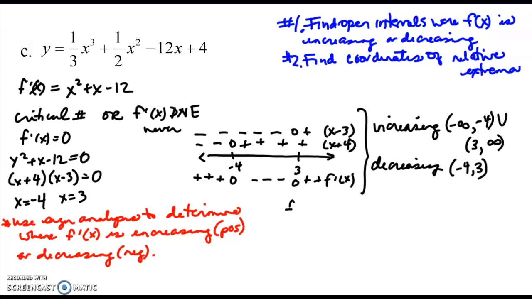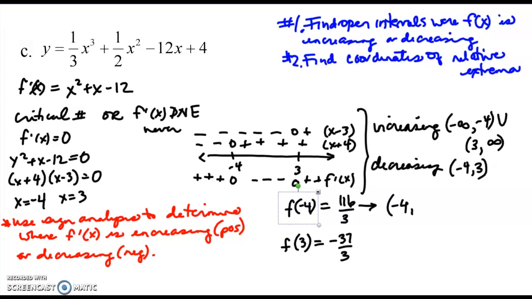So you're going to, and you can do this on your own, plug -4 into the original function and find the y value there, and then plug 3 into the original function. After you do that work, I can tell you that for -4 you get 116/3, and when you put in the x of 3, you're going to get -37/3. So this happens at the point (-4, 116/3), and this happens at the point (3, -37/3).